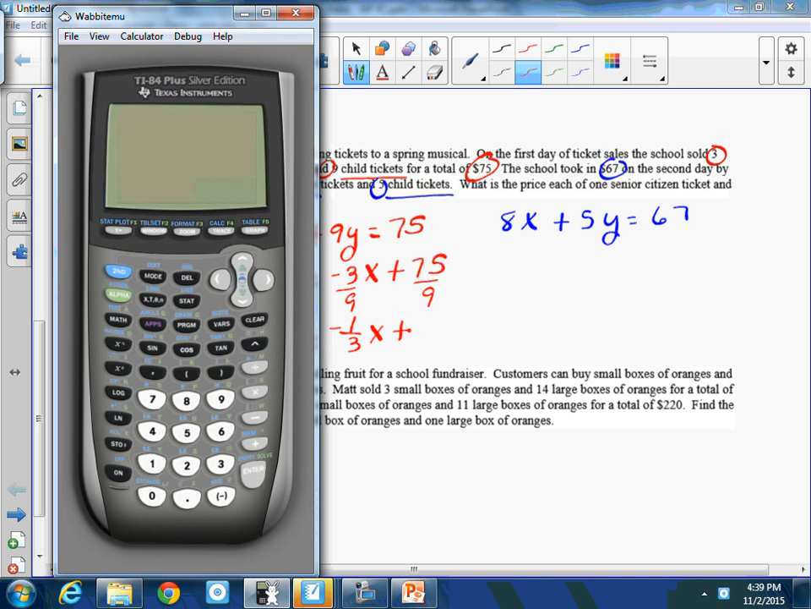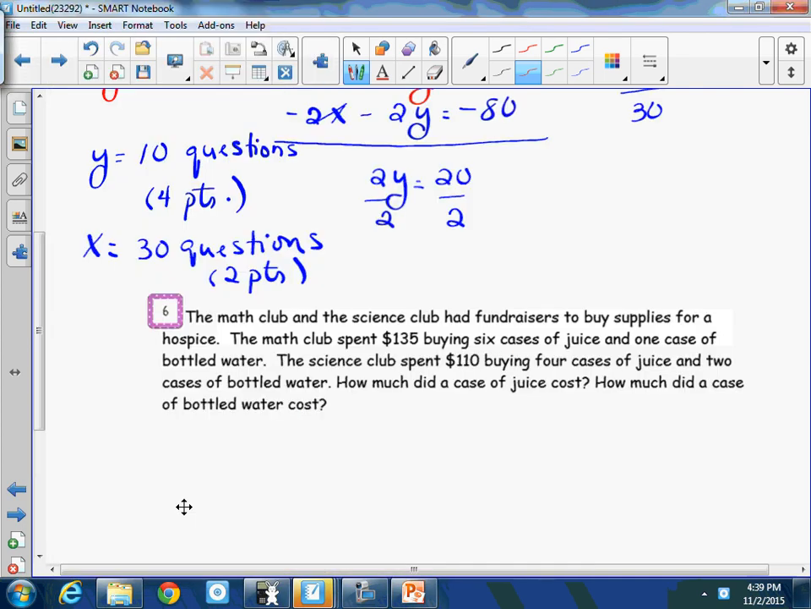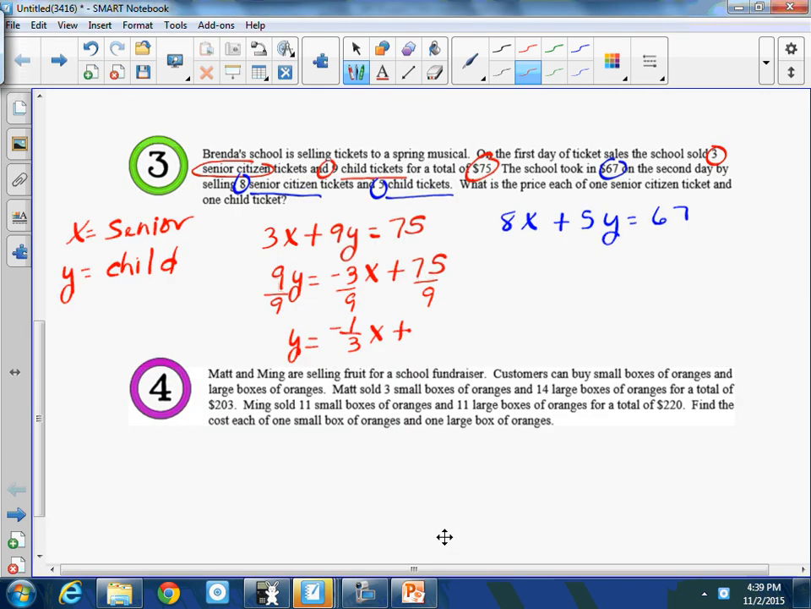If I do 75 divided by 9, that's a repeating decimal. I do not want a repeating decimal, so I'm going to go ahead and keep it as a fraction. If it's a terminating decimal, it's okay to keep that terminating decimal, but if it's repeating, it's a no. So you have to keep it as the fraction that it is. We can simplify that to 25/3, but that's about it. Okay? So that would be 25 over 3.